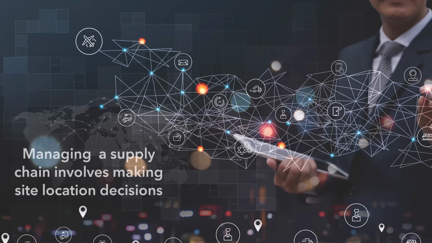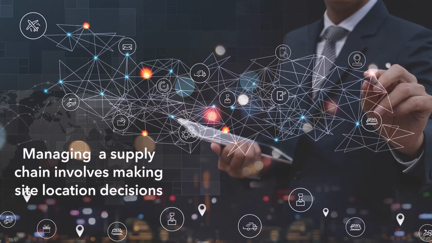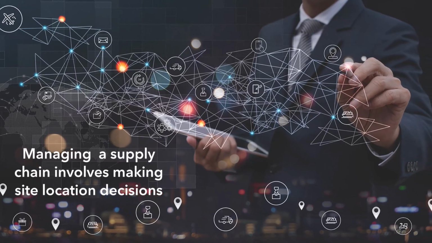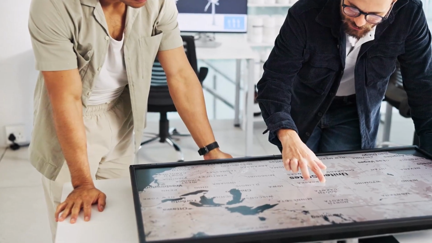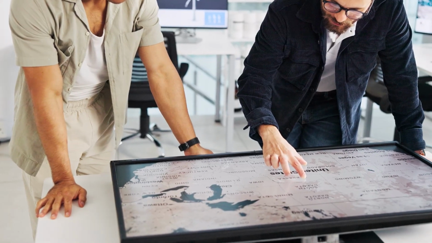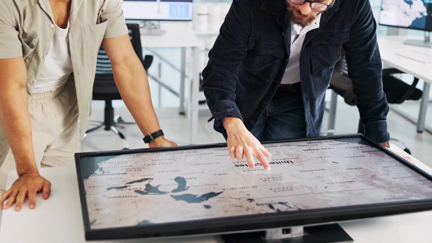Consequently, managing a supply chain involves making site location decisions, a natively spatial problem that has strategic, tactical, and operational implications. Alongside site location are inventory management and resource allocation issues. All three have strong spatial connections to business operations.